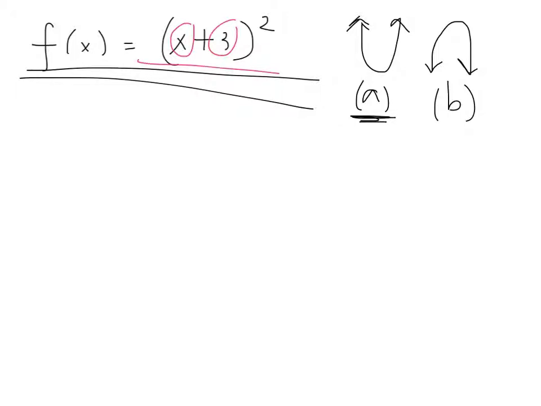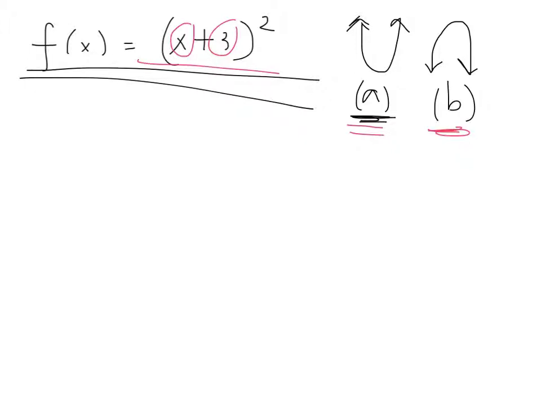Okay. It's a U shape, but we only have two options, and they're both the U shape and the inverted U. So it's A, because if the whole thing is negative, it would be B.